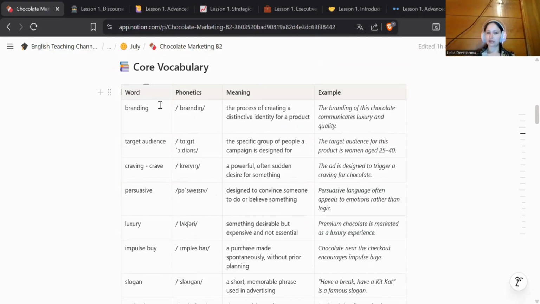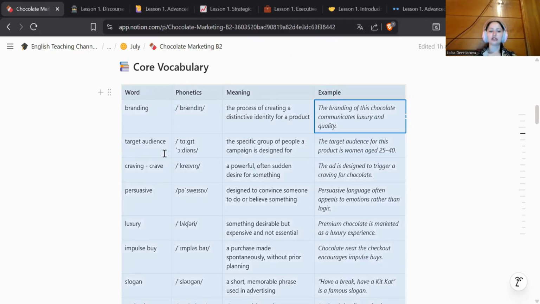First of all, we're going to talk about some vocabulary, and the first word is branding. You definitely know the word brand. But branding is a certain process of creating a distinctive identity for some product. It could even be a person. It could be a company, a brand, or a product. So, the branding of this chocolate communicates luxury and quality, right?